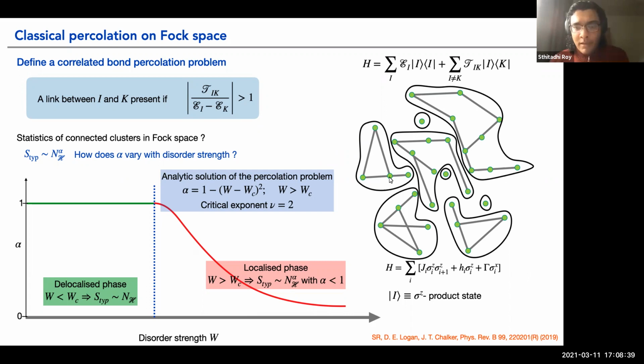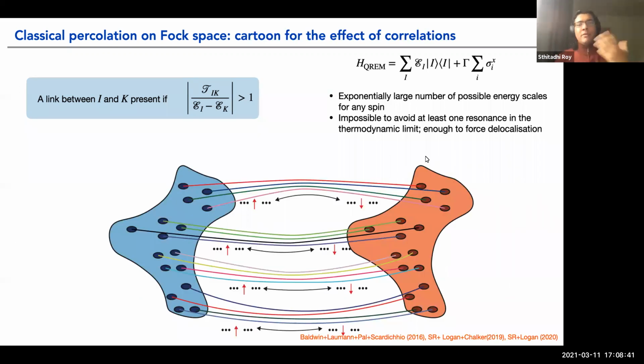It does so in the following way. Let's first look at the quantum random energy model, and let me partition my Fock-space into 2 parts. And let me fix a particular spin i, which is up in one part of my Fock-space, and the same spin is down in the other part of my Fock-space. Now, all the links that go between these 2 parts of the Fock-space basically involve the flipping of this particular spin that I have fixed and colored in red.